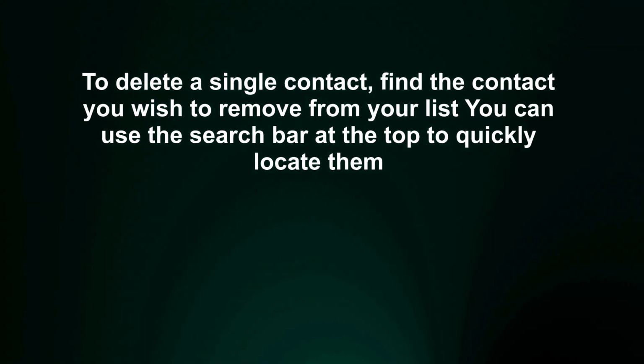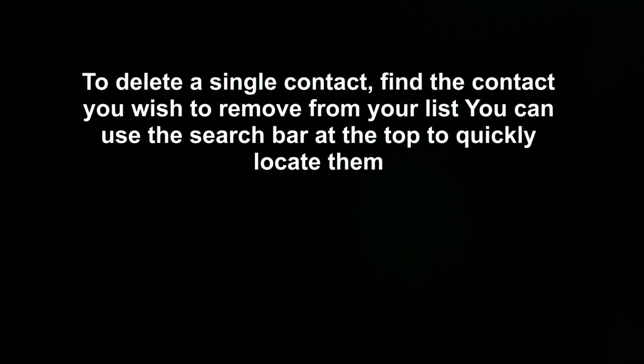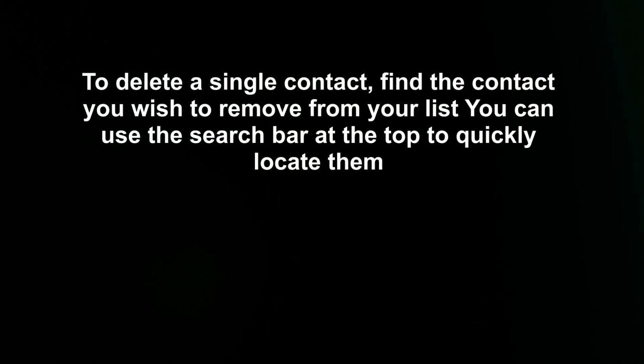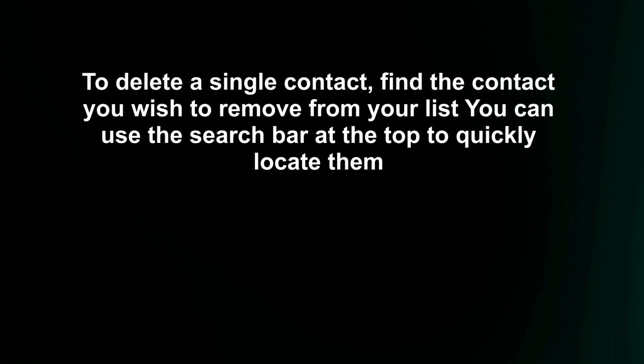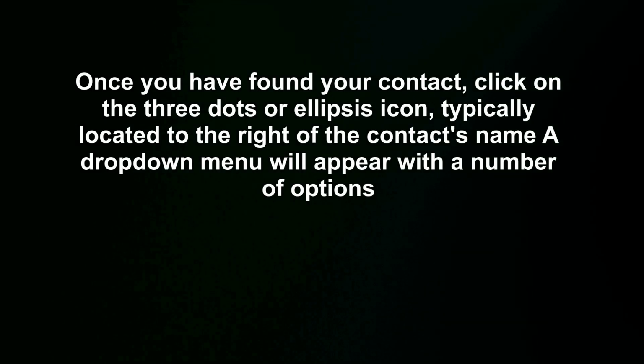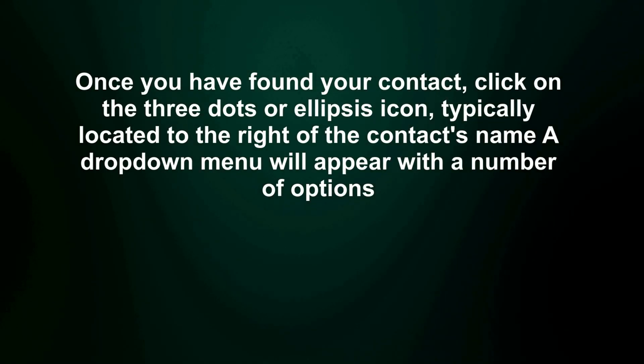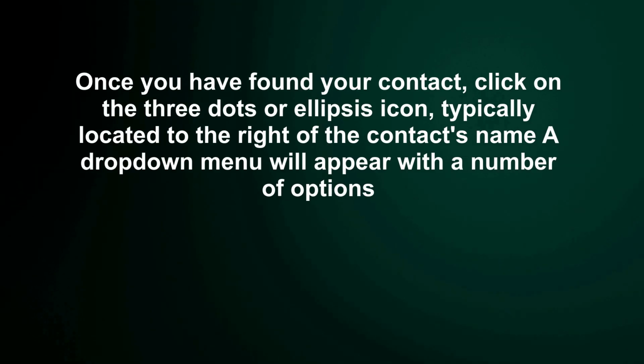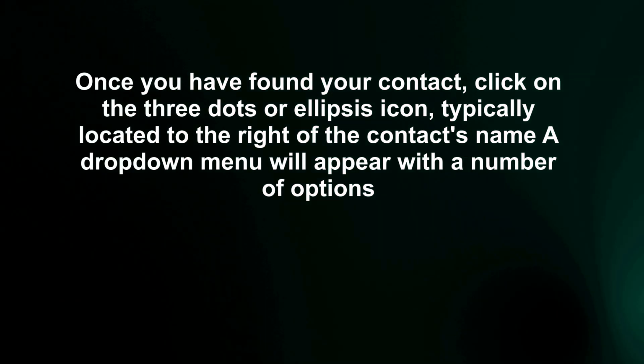To delete a single contact, find the contact you wish to remove from your list. You can use the search bar at the top to quickly locate them. Once you have found your contact, click on the three dots or ellipsis icon, typically located to the right of the contact's name. A drop-down menu will appear with a number of options.